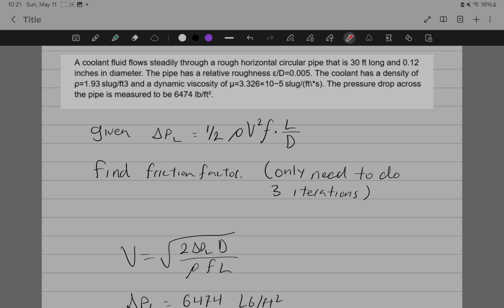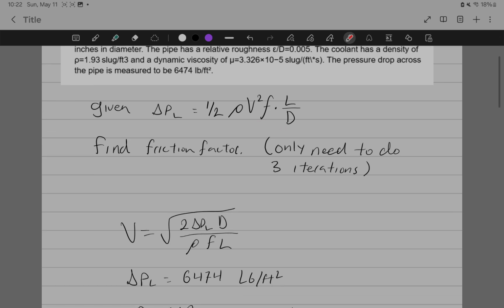But in order to use the Reynolds number, you need the velocity. And all throughout this problem, the velocity is not given. So what is given is the pressure drop equation, and it has velocity there. But as you notice, there's this F here, which is the friction factor. So there is quite the predicament here.